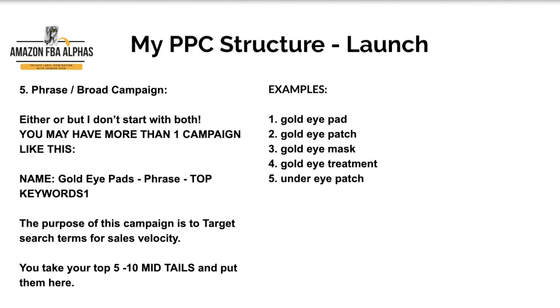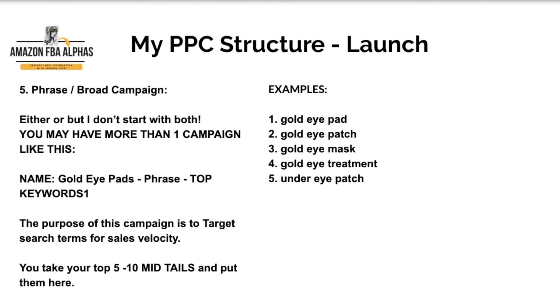The purpose of this campaign is to target search terms for sales velocity. You can take your top 5 mid-tails and put them here. So if you're selling a gold iPad, then you'd go for gold iPad, gold eye patch, gold eye mask, gold eye treatment, and under eye patch. So we went over this in the beginning, what phrase and broad will do with this. But for example, if I have it in a phrase campaign, gold iPad, then it will target gold iPad for women, gold iPad for men, women's gold iPad, etc. And then if it was in a broad campaign, it may be gold women's iPads, etc.